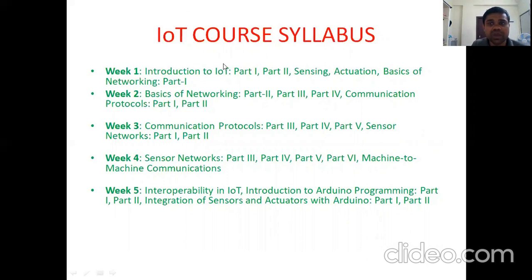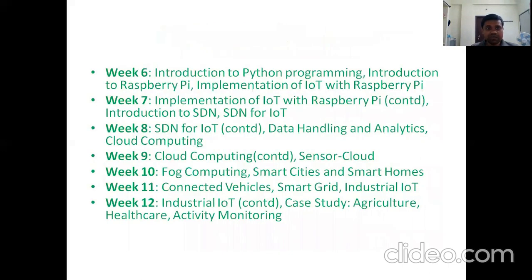Week 1 is introduction to IoT. Week 2 is basics of networking. Week 3 is communication protocol. Week 4 is sensor network. Week 5 is interoperability in IoT. Week 6 is introduction to Python programming. Week 7 is implementation of IoT with Raspberry Pi. Week 8 is SDN for IoT. Week 9 is cloud computing. Week 10 is fog computing. Week 11 is connected vehicles, smart grid, industrial IoT. Week 12 is industrial IoT, case study, agriculture, healthcare, activity monitoring.